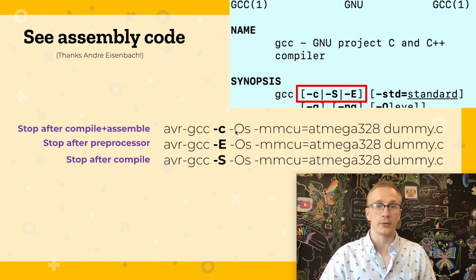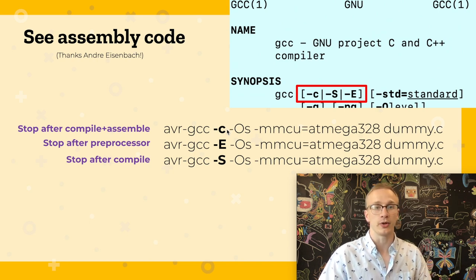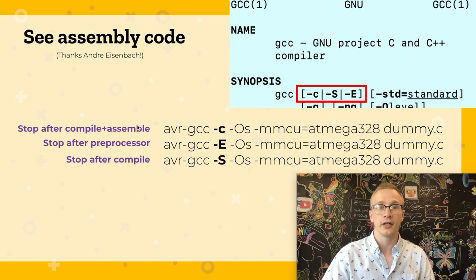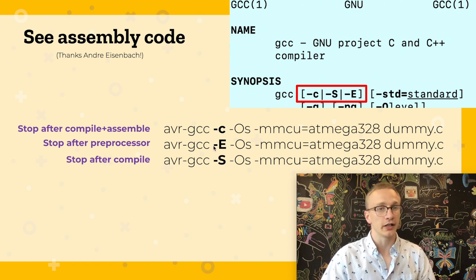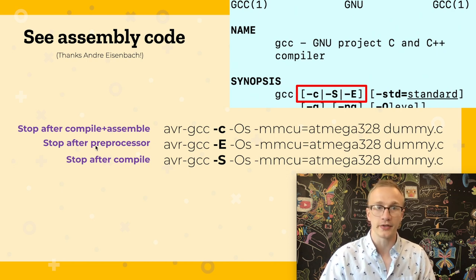There's a few flags that will tell the compiler to stop early, and it allows you to kind of walk yourself through the compile process and see what happens each step of the way. So we've already seen this dash c flag, which means that it's going to compile and assemble, but it's going to stop and not link. But you could also do the dash E flag, which will stop after the preprocessor. So when this is done, you're left with one giant C file that doesn't have any define statements or include statements, and it does all of the copy-pasting for you.